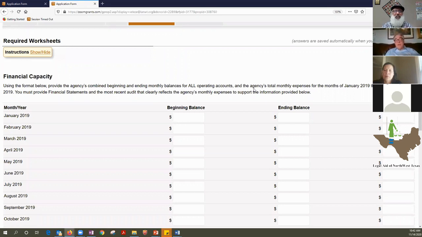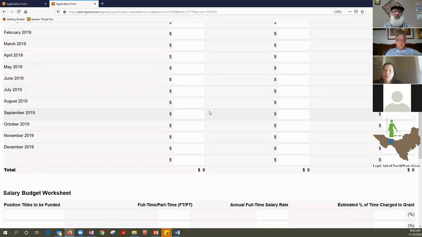So you would show them the beginning balance on the first day of the month, you would show the ending balance on the last day of the month, and then you would list total expenses. That's for each month for the previous 12 months.